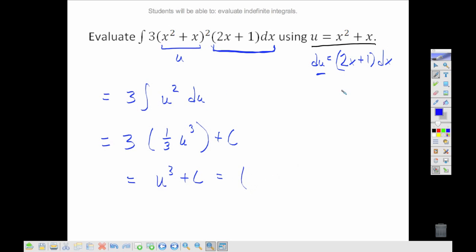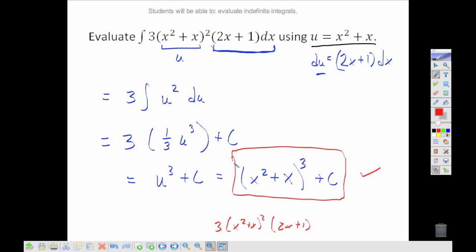We want this, since we started in terms of x, back in terms of x. So we'll plug in the x squared plus x again to the third power plus c. If we want to double check our work, then we could take a derivative of this using the chain rule. That would be 3 times whatever's inside, drop our power, and then multiply by the derivative of the inside. Notice this is what we started with. This is the correct solution to our indefinite integral.